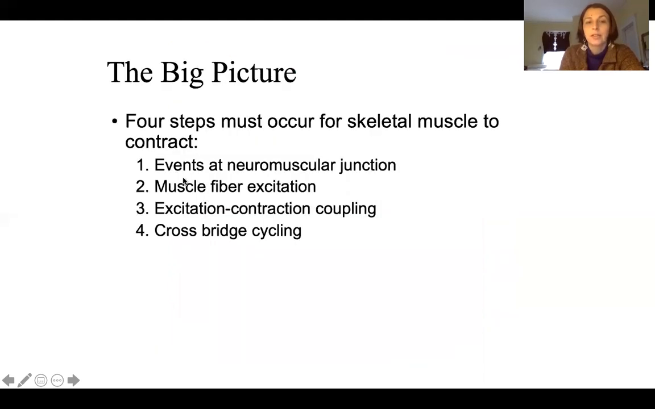So we're going to see what happens to make skeletal muscle contract. There's a cascade of events at the NMJ. The muscle fiber becomes excited. There's something called excitation-contraction coupling, and then the cross bridge cycling, which, recall, is the myosin head and the actin filaments sliding past each other and contracting. So that's the cross bridge cycling.